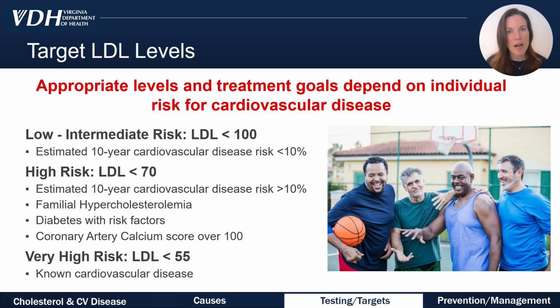And for people who are at very high risk, it's recommended that they keep their LDL under 55. These are people who have known cardiovascular disease, so already have had, in many cases, a heart attack or a stroke.